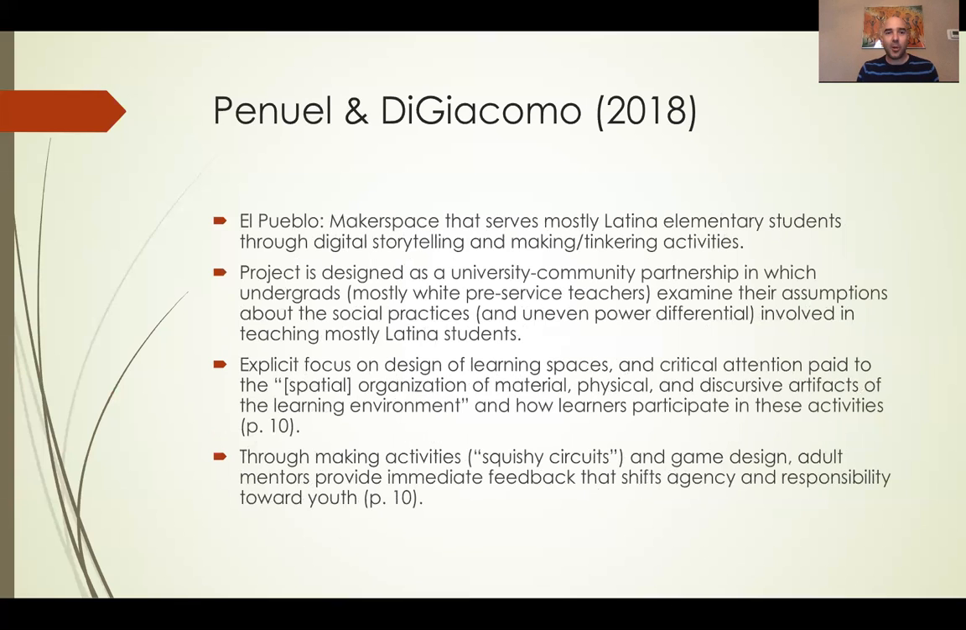Meanwhile, El Pueblo is a makerspace that serves mostly Latina students through digital storytelling and making activities. This is designed as a university community partnership in which undergrads, mostly white pre-service teachers, examine their assumptions about social practices involved in teaching mostly Latina students. There's explicit focus on the design of learning spaces. So they look at the material, physical, and discursive artifacts of the learning environment and how learners participate in these activities.